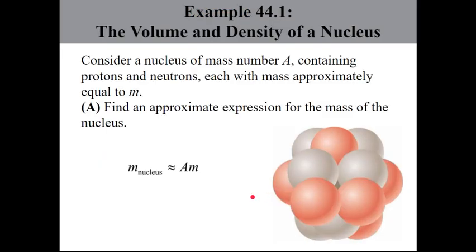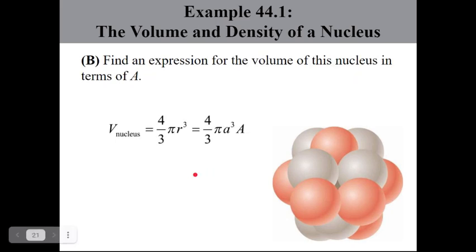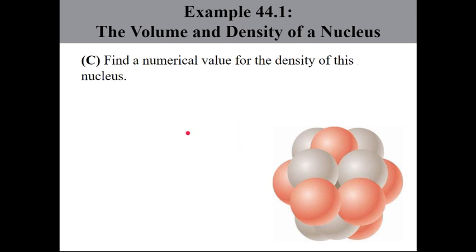So in this example, in the textbook, it's interesting because they talk about what the mass of the nucleus is, and that it would be roughly proportional to the mass number times the mass of a proton. Because the masses of a proton and neutron are so similar, the mass of a nucleus is basically the total number of nucleons times the mass of a single one. For the volume of the nucleus, assuming that it does in fact have a spherical shape, you can use the relationship between the radius and the mass number to get a formula for the volume.